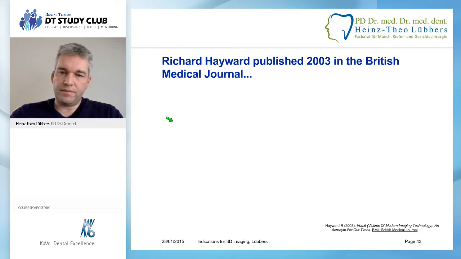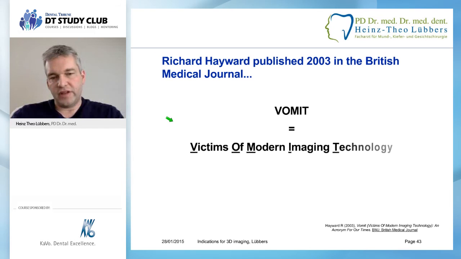One very big issue I like a lot is what was published in 2003 in the British Medical Journal, and it's called VOMIT, the victim of modern imaging technology. Hayward introduced this acronym because he saw that there are a lot of situations where we see something in modern imaging technology, just like cone beam nowadays, and we don't know what it is, and then we start treating it regardlessly, although we don't actually know what it is and what it means.